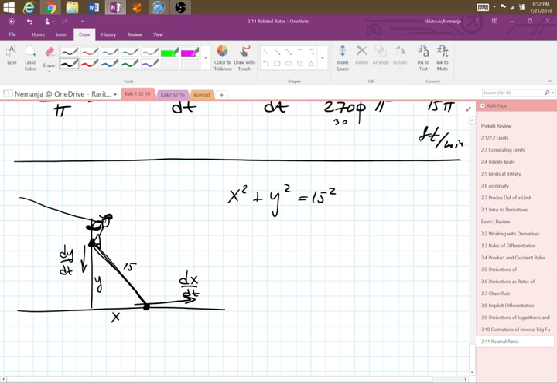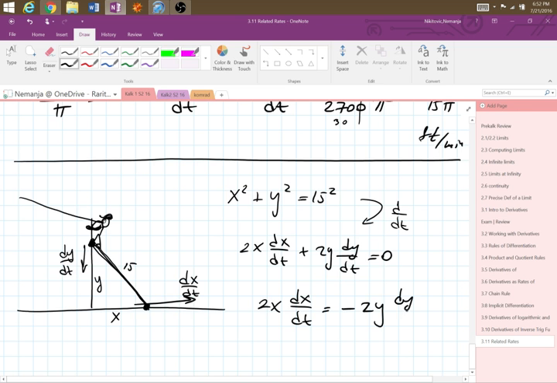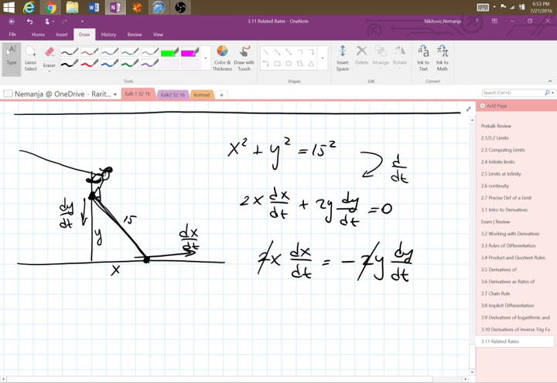When you differentiate this, d/dt, you will have 2x dx/dt plus 2y dy/dt is 0. And when you move dy/dt to the other side, you get 2x dx/dt is equal to minus 2y dy/dt, and you can cancel these 2's. You get the math model x dx/dt is equal to negative y dy/dt.